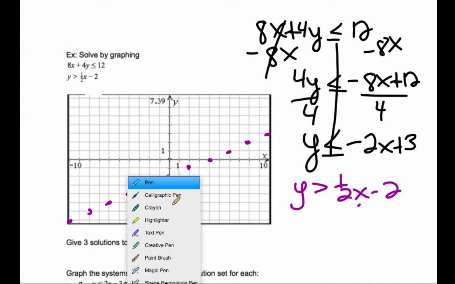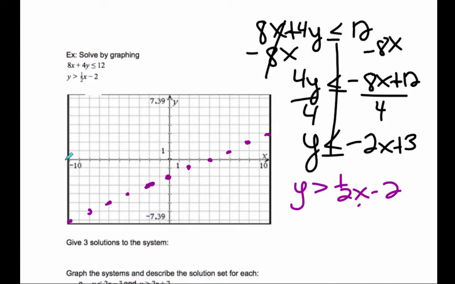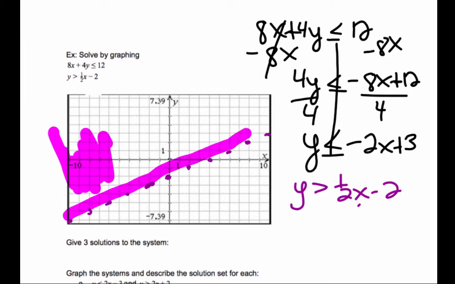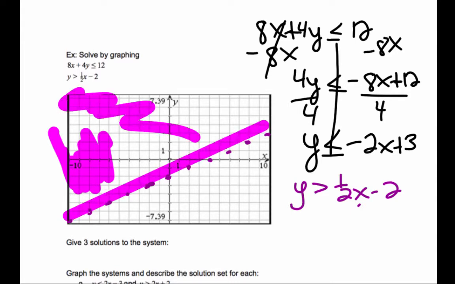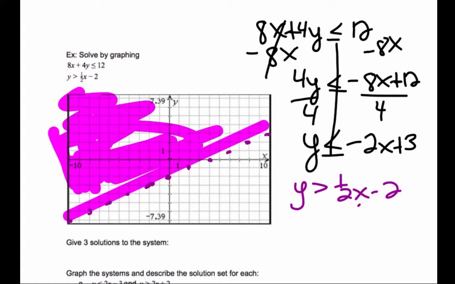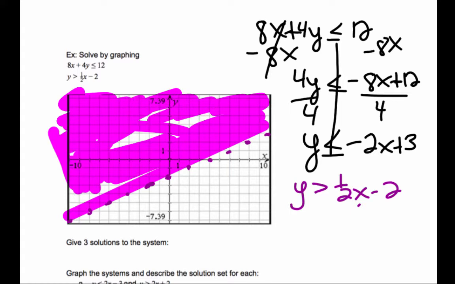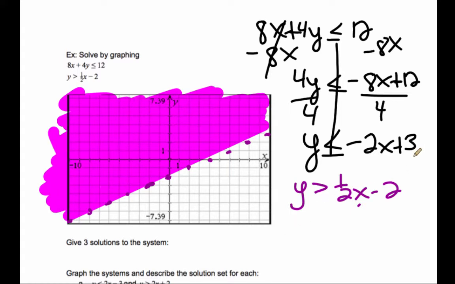So let me get my highlighter out here. I'm going to shade above. Okay, and I would really need to get all really close to this. Remember that points on the dotted line are not solutions. So we want to be careful of that. So I'm going to start at 3 and go down 2 over 1. So 1, 2, 3, put a point there, down 2 over 1.